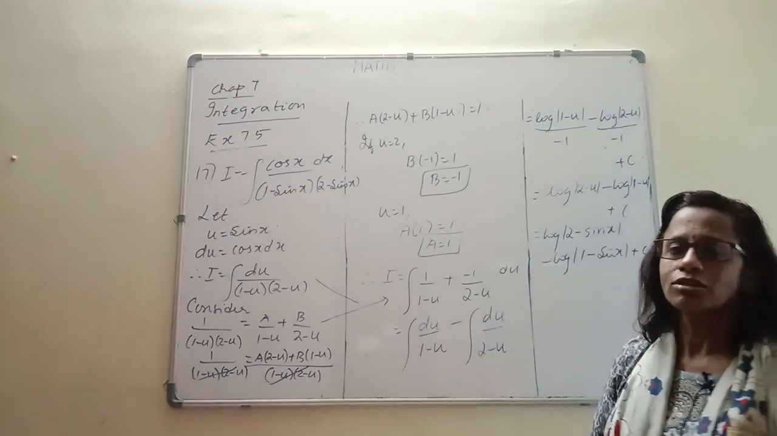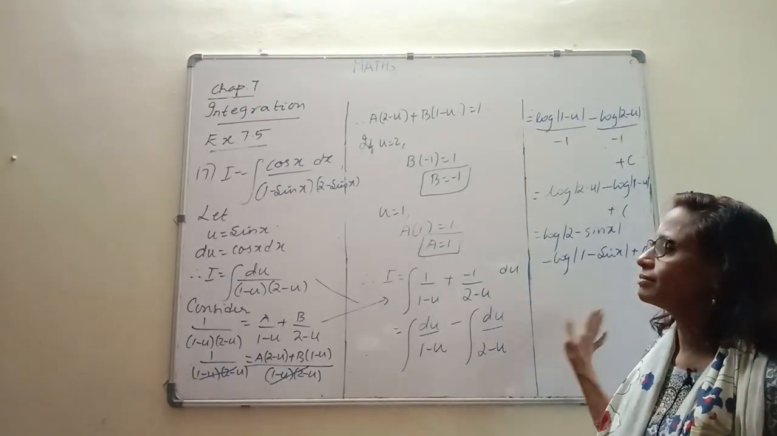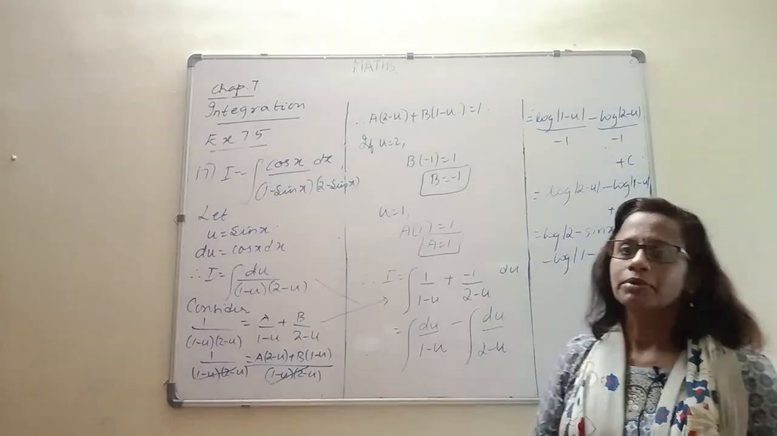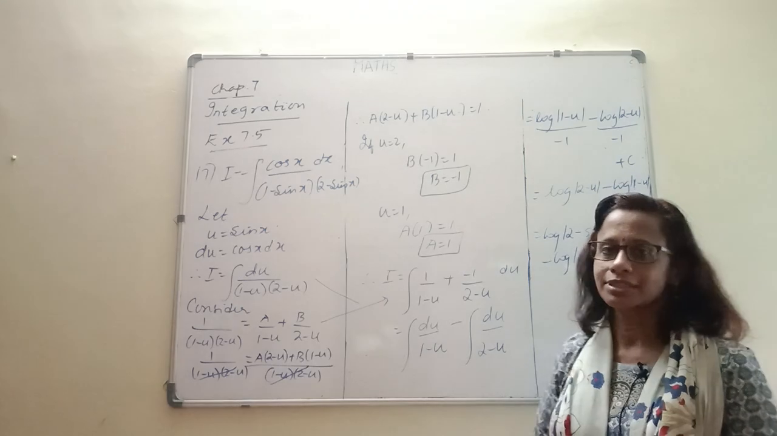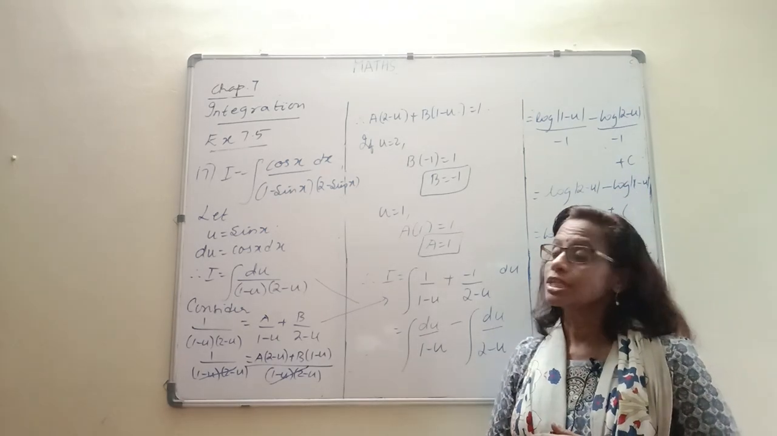That's all for this problem. This is the result that we get for problem number 17. For the first time we have got sin and cos coming into the problem. This is how it is. It's only this much.